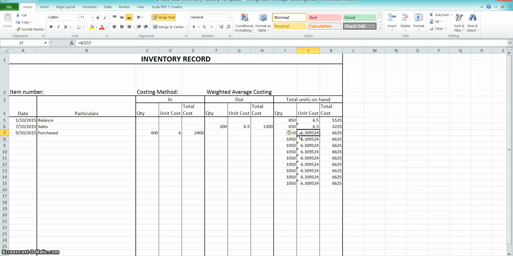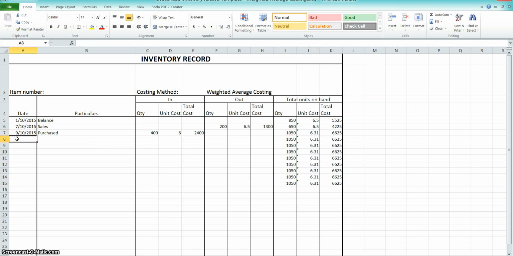So now our weighted average cost is 6.3. So see how it's changed from the 6.5? So it's $6.31 if you round that up. That's actually not a bad idea in your exam to just decrease those decimal places so it looks like dollars.